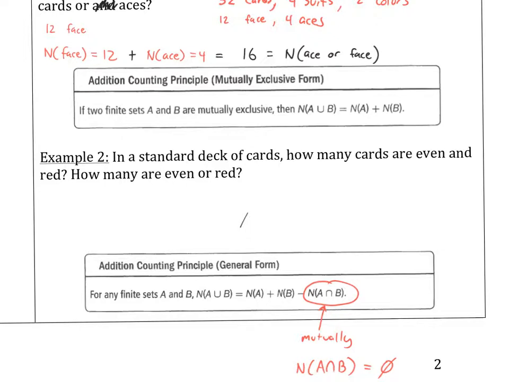So we're going to need to know a whole bunch of things. Number one, we need to know how many even there are. We need to know how many red there are. Then we also want to know how many and, right? So even and red. And then here we want the even or red.